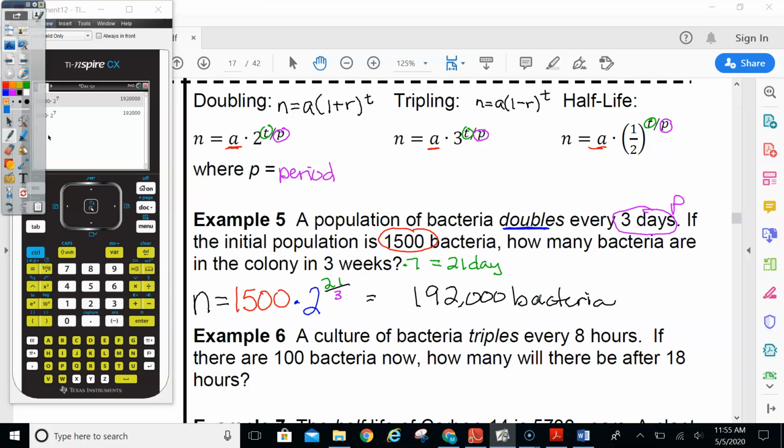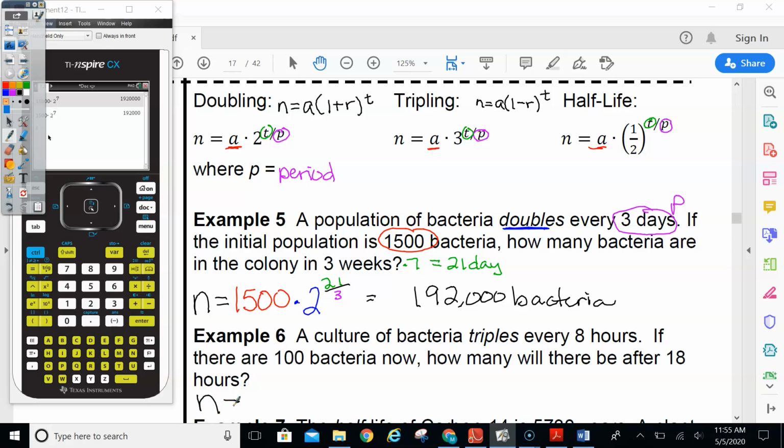Okay, so it's still the same as the other ones. The only thing is you don't need to know R. If it's doubling or tripling, you're basically already given R. All you got to do is plug in the other values that it needs. Okay, so if we look at 6, a culture of bacteria triples. So we're going to use the triple formula. Every 8 hours, that's your period. If there are 100 bacteria now, how many will there be after 18 hours?